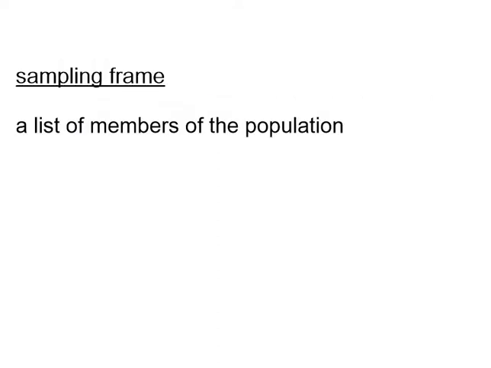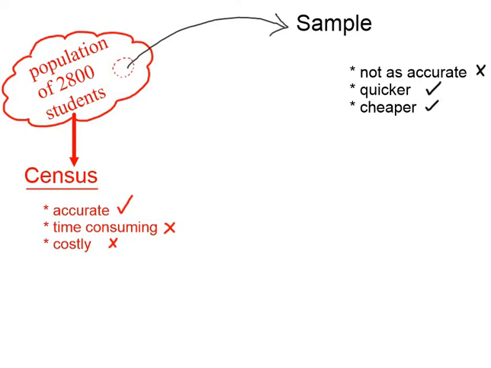I need a sampling frame, which is a list of all the members of the population, so a list of all names of the 2,800 students. The sample is a subset of the population. It's not as accurate as the census, however it's quicker and cheaper.